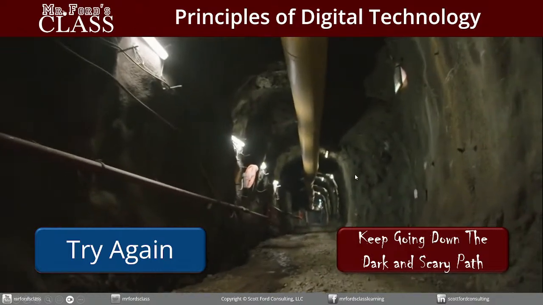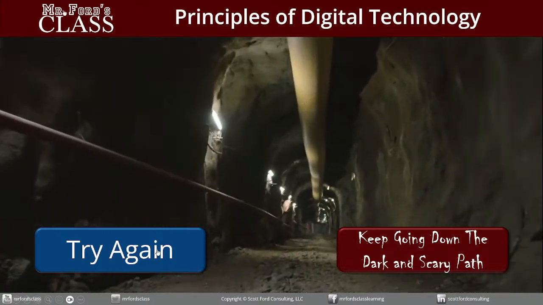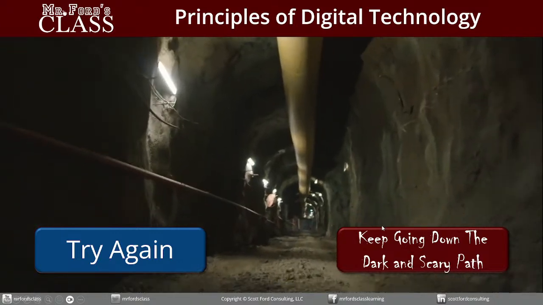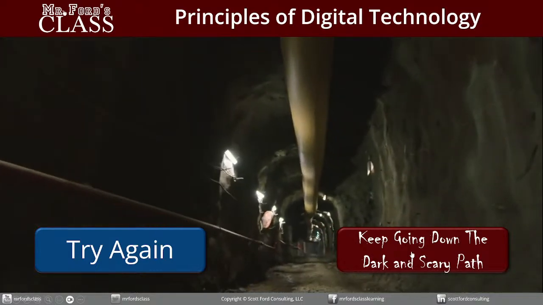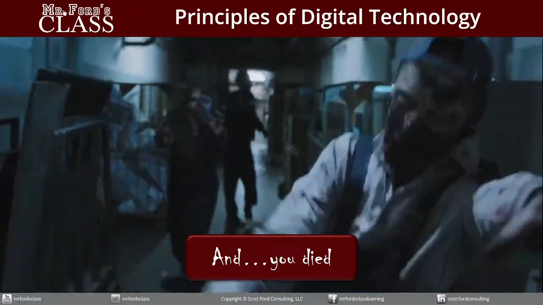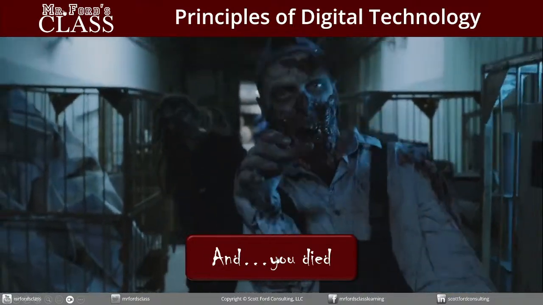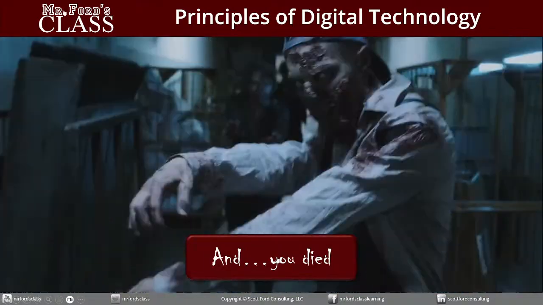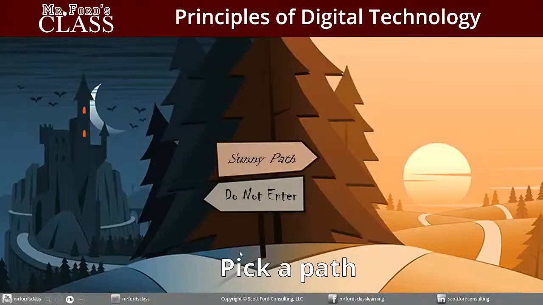This is an if. If I click this, then I go somewhere. If I click this, then I go somewhere else. Well, we want to keep going down the dark and scary path. Here we go. And we died. Okay. So that was a branching decision. If we click on this, then we go here. If we click on that, then we go somewhere else. So let's go back to the beginning and go down the sunny pathway and see what happens there.